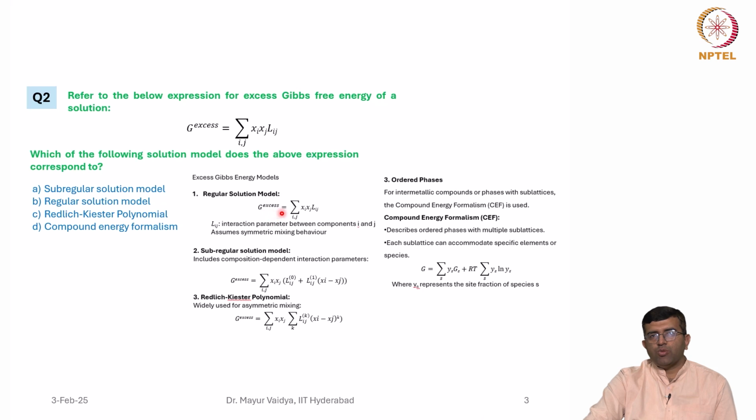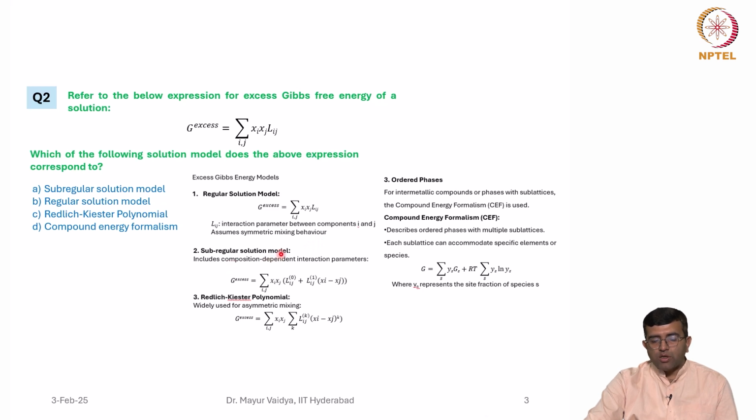So in the regular solution model, the excess free energy, remember the free energy has two contributions. One is the ideal contribution, and then you have the pure one, and then you have the excess free energy. So this excess free energy is what is modeled using different types of solution models. So the regular solution model says that the G excess can be written as summation xi xj lij, where lij is the interaction parameter between components i and j, and it assumes a symmetric mixing behavior.